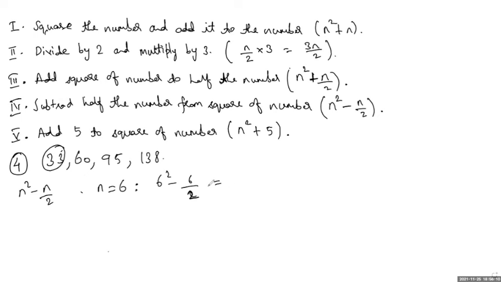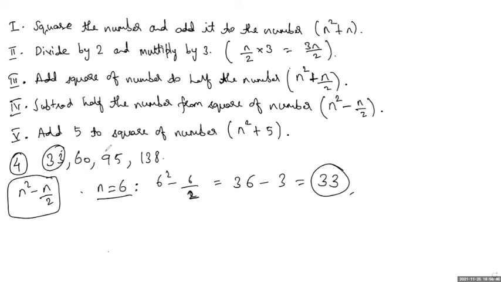What is 6 square? 36. What is 6 by 2? 3. What is 36 minus 3? 33. Is it matching with the first number? Yes, ma'am. We checked this, correct? n is equal to 6. We checked for this rule, so that's why we remember this 33. Okay, so we can check for next.